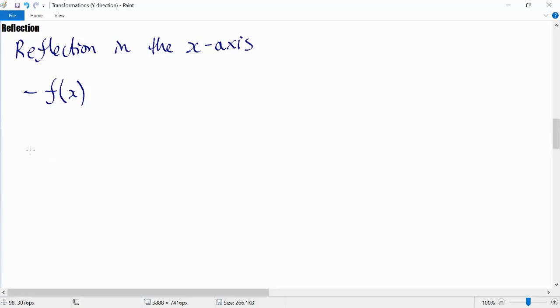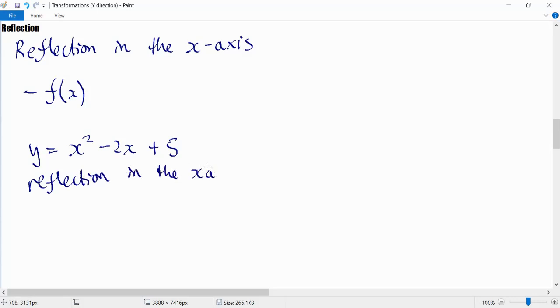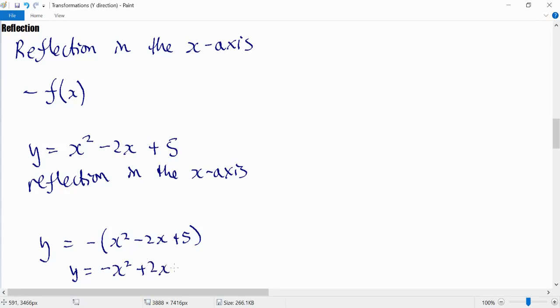Okay, so applying that, again, we could have a quadratic. This time we will have the same one as last time. And if we're doing a reflection in the x-axis to it, then all that's going to happen is we're going to write y equals the entire function in brackets, and we're multiplying it by -1. And as before, just deal with the brackets as you normally would, multiplying them out. So that'll be y = -x² + 2x - 5. So it can be spotted in much the same way that stretches can be spotted.